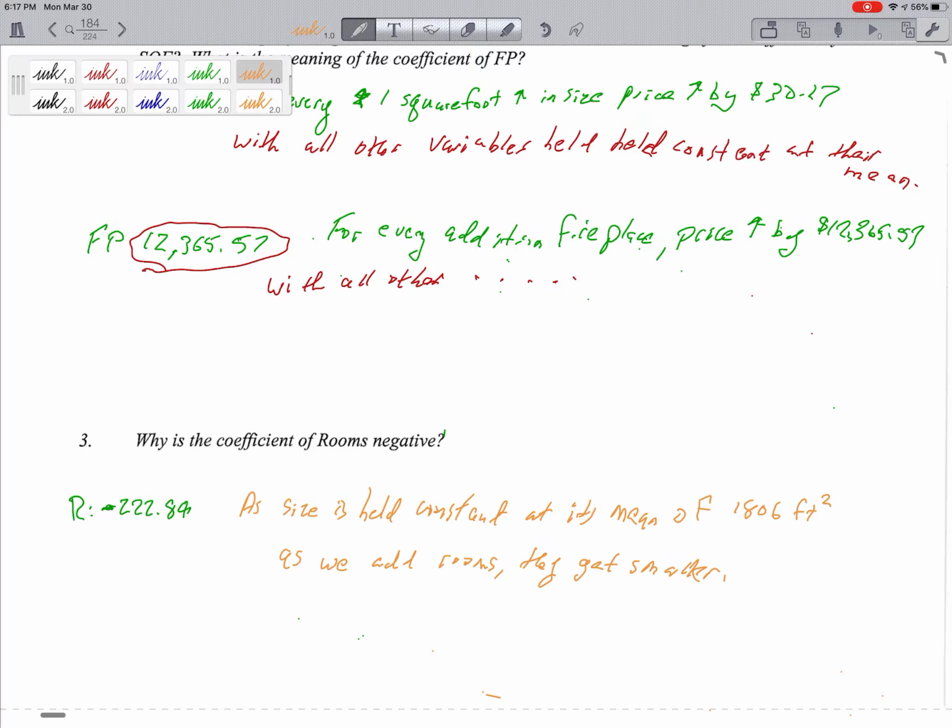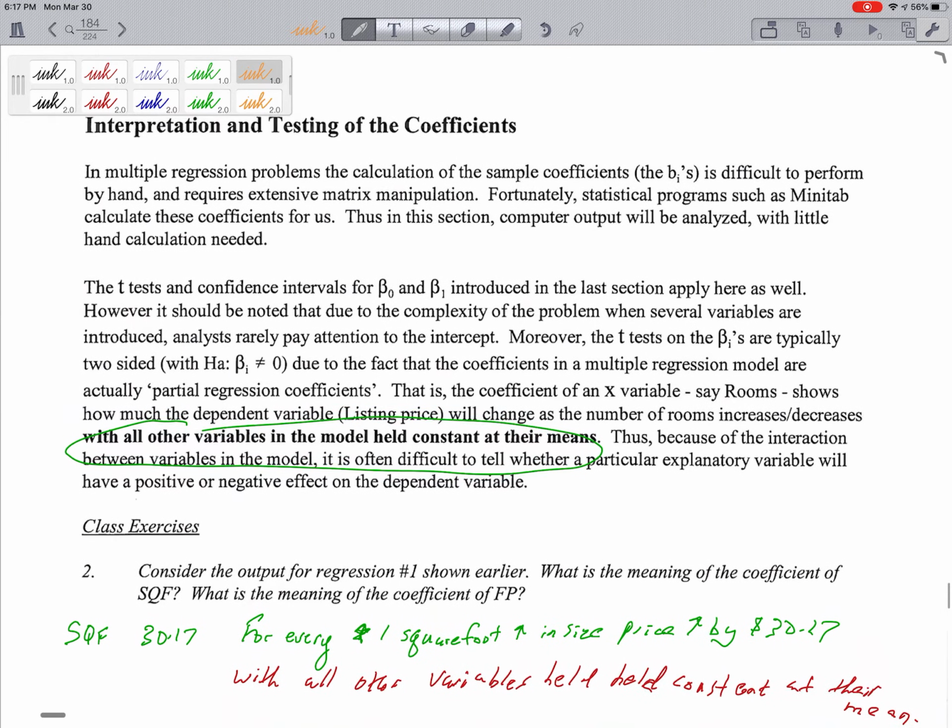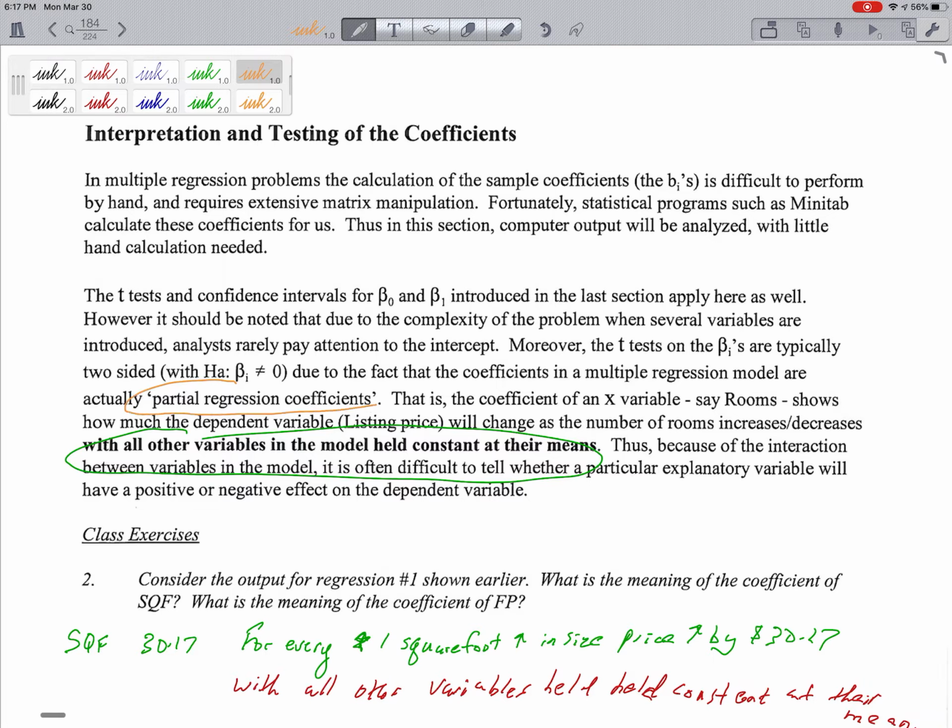If size, square footage, was not in the model, then all of that information is kind of included in rooms. So if we were doing a simple linear regression of just one x variable, and that would be rooms, what you would find out is that it would be highly significant and highly positive. And that's because, of course, as rooms increase, so is the size of the house. But when we measure that, hold it constant at mean, then this is the kind of thing that we end up with. So that's why we call these particular coefficients here partial regression coefficients.